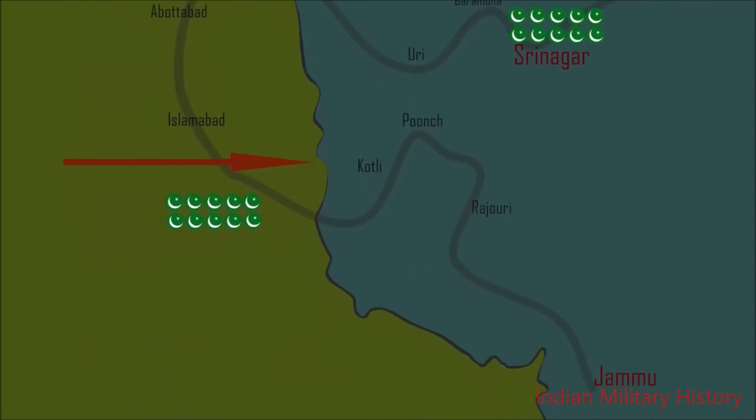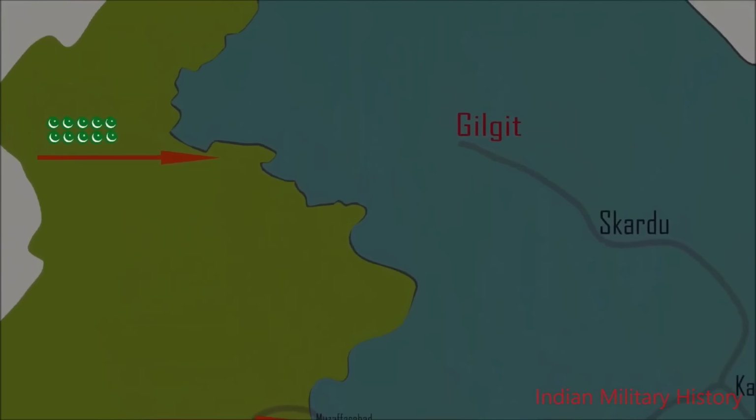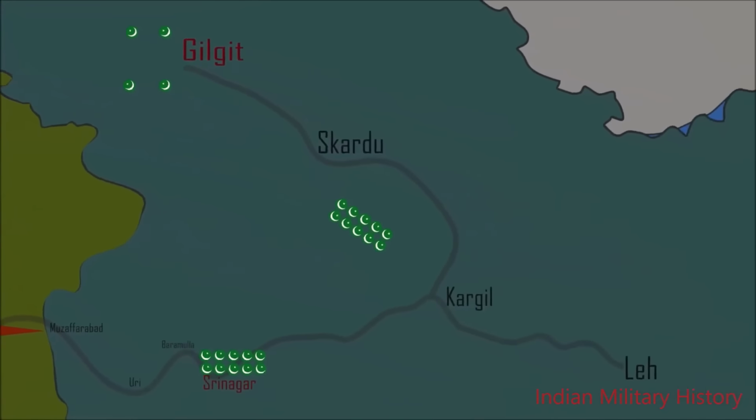Jammu front. Another force of 10 units were to operate in the Poonch, Bhimber and Rawalkot area with the intention of capturing Poonch and Rajouri and then capturing Jammu. Gilgit front. More forces were assembled using the soldiers from the northwest frontier province as well as local militia in the Gilgit-Baltistan area with the objective of capturing Gilgit, Skardu, Kargil and Leh.